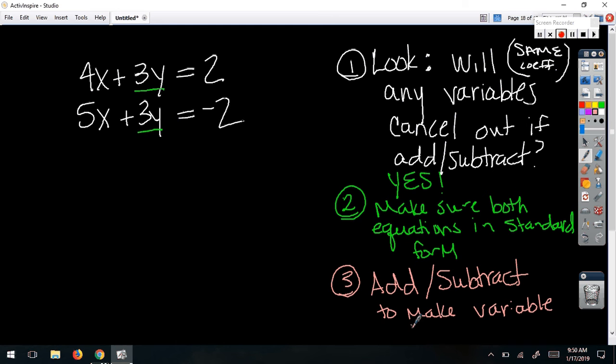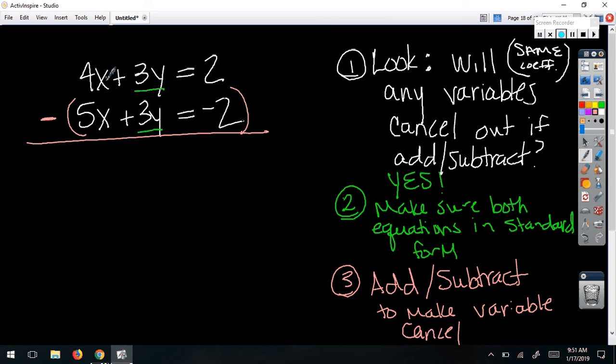All right, so we're going to stop here a minute to make sure we all understand what it is we're supposed to do. If I added these two the way they are now, 4x plus 5x would be 9x. 3y plus 3y would be 6y. So it doesn't cancel. That's what I'm saying. So instead of adding, I need to subtract. Okay? And then it would cancel. So if I subtract here, now when you subtract, be very, very careful because you have to subtract everything.